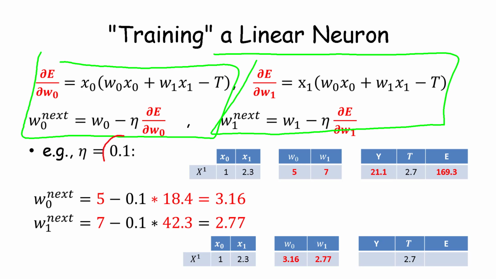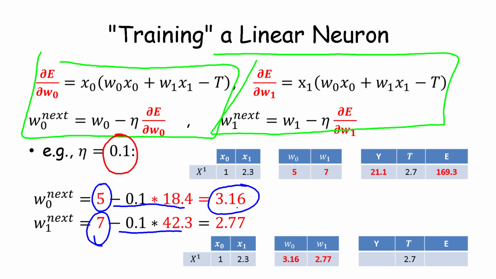Let's use a learning rate of 0.1. W0 was 5, and changing it by this much gives us an adjusted value of 3.16. W1 was 7, adjusting it by this much gives us the new W1, 2.77. We update the neuron with these weights. We are now ready to see how these new weights will perform in terms of the error of the output they produce.